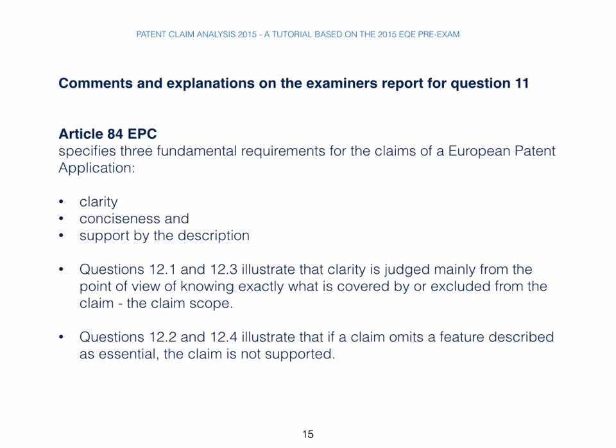Questions 11.2 and 11.4 illustrate that if a claim omits a feature described as essential, the claim is not supported. The third requirement of Article 84, conciseness, is not a big deal and is rarely a ground of refusal unless you have something like a 200-page long description. Next, we go to question 12.